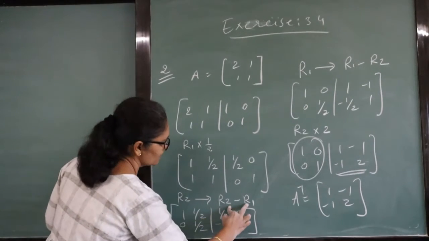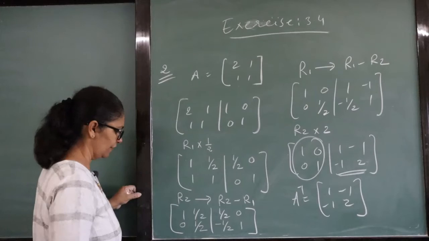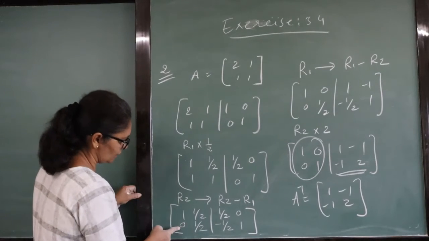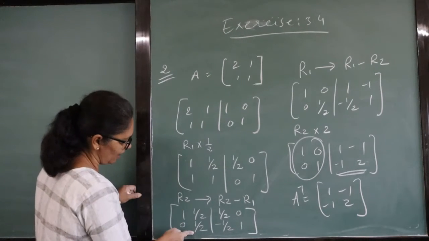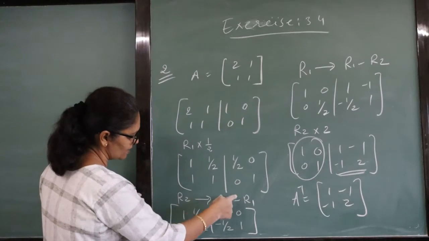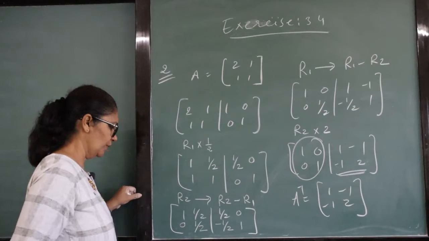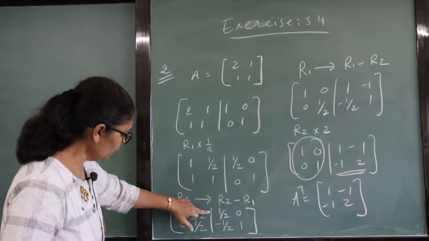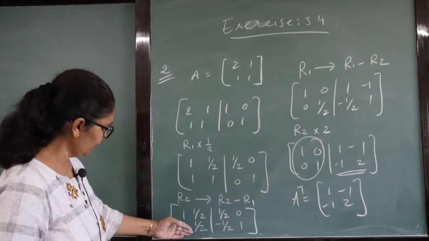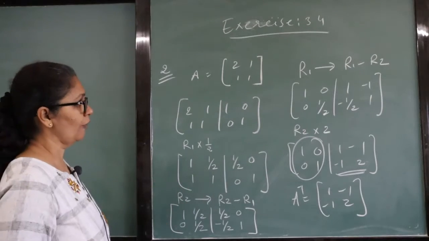So I have written R2 minus R1. Now we have written 1 minus 1, 0. 1 minus half will be half. 1 minus half, 0 minus half, minus half, and 1 minus 0, 1 only. Now check, we don't want this half also. So what we have written? We have subtracted R2 from R1.